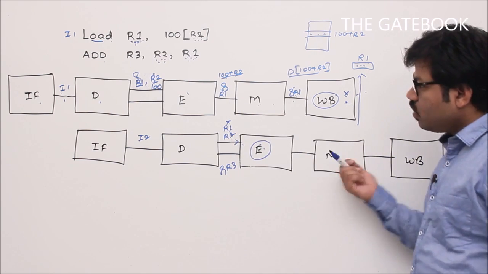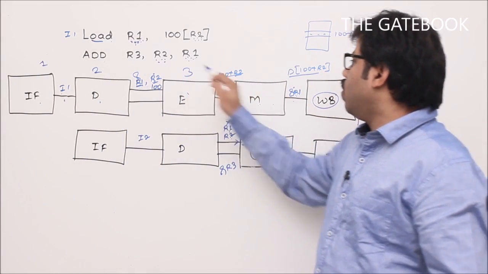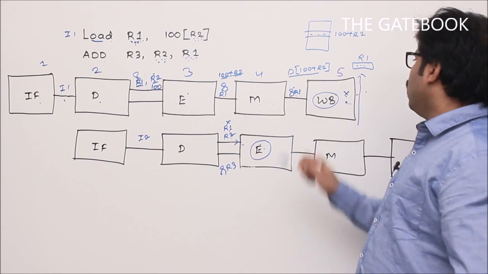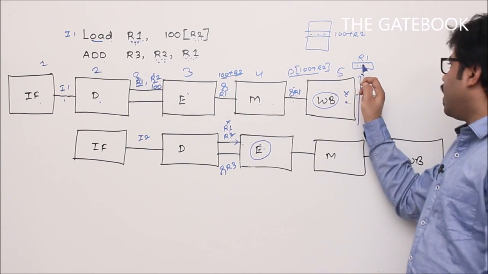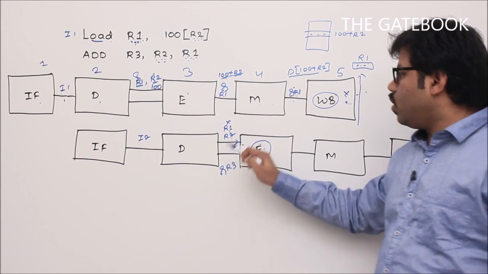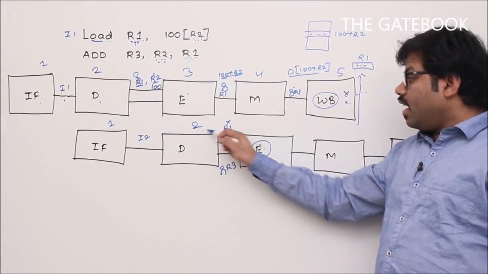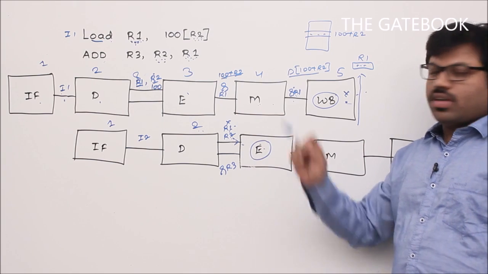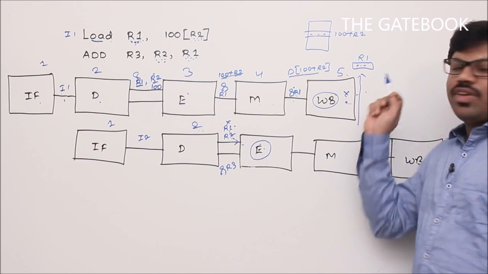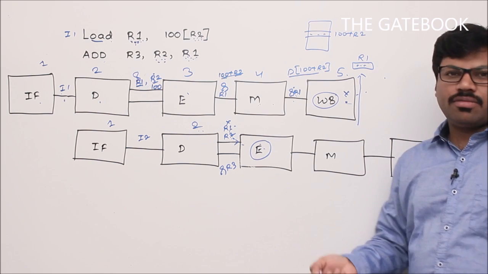If you see the timeline, at time 1 o'clock, 2 o'clock, 3 o'clock, 4 o'clock, 5 o'clock. After 5 o'clock, R1's data is available. But you want it at the earliest at 2 o'clock, right? At the end of the 2 o'clock, you want R1. But at the end of the 5 o'clock, R1 is available. Then how can you forward it?